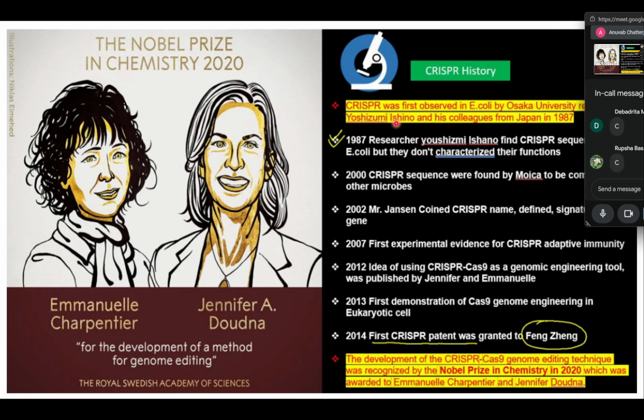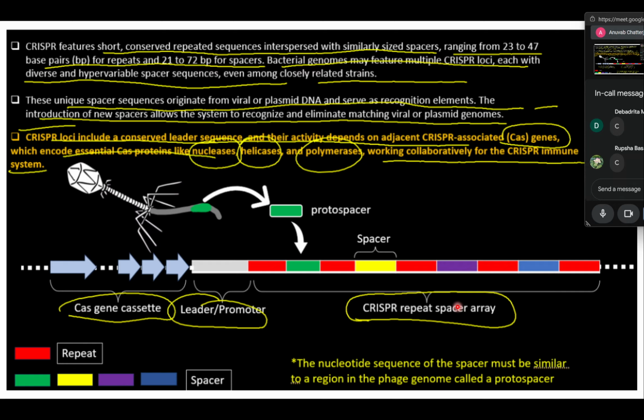So how did they figure it out? The CRISPR was first characterized by Yoshizumi Ishino in 1987, but he didn't look at the function specifically. And then people started looking at the function, but the actual important breakthrough came in 2012 when CRISPR-Cas9 was projected as the genomic engineering tool that it is now. So we'll see how it works. But first, let us just look at CRISPR.